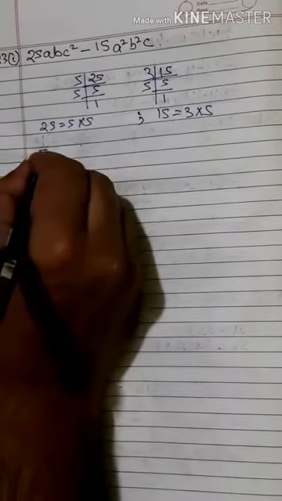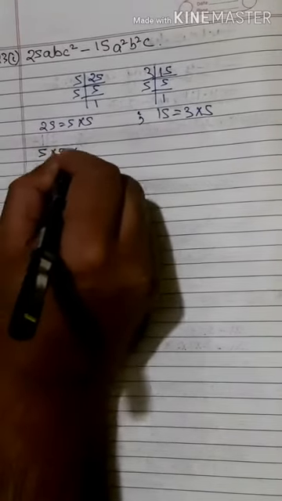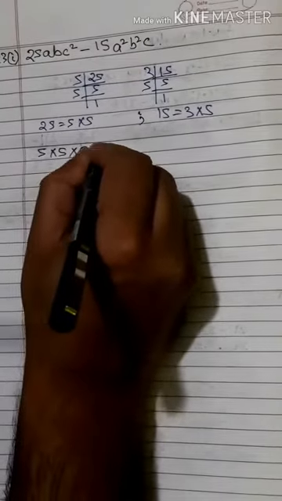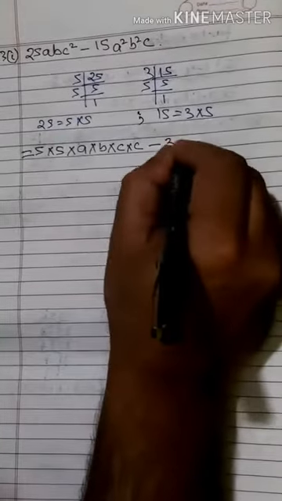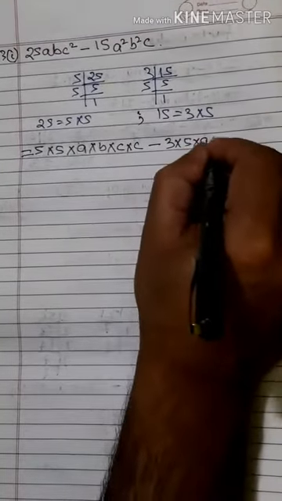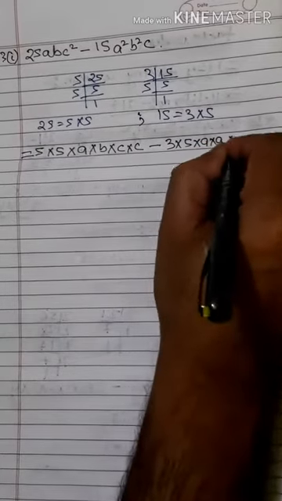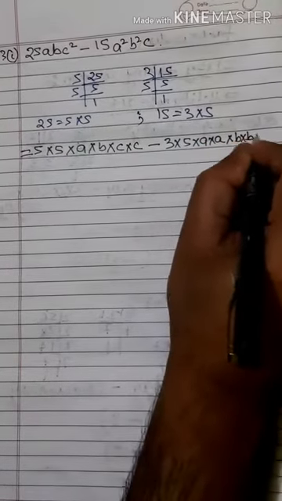Now we'll write down both the terms in the factor form. So 25 can be written as 5 multiplied by 5 into a into b into c square, that means c will be written 2 times. Then we have a minus 15 can be written as 3 into 5. A square means a is written 2 times. We have b square means b will also be written 2 times, and then we have a c.